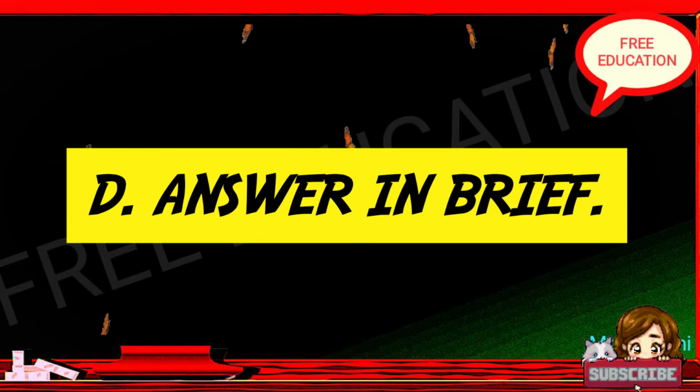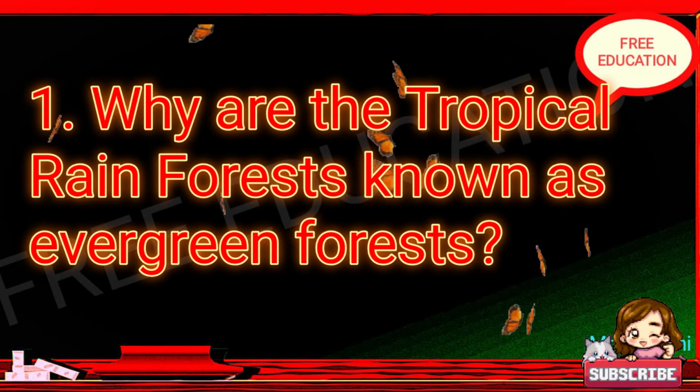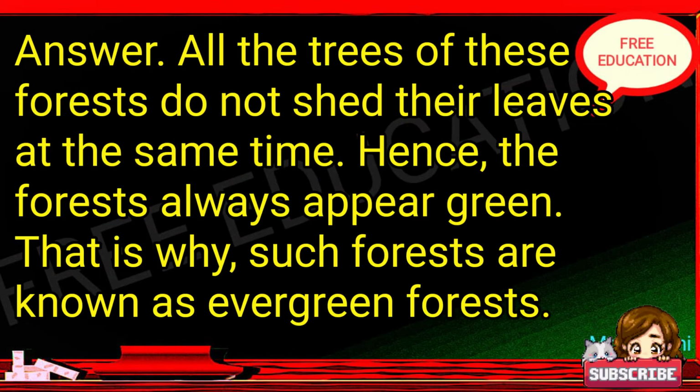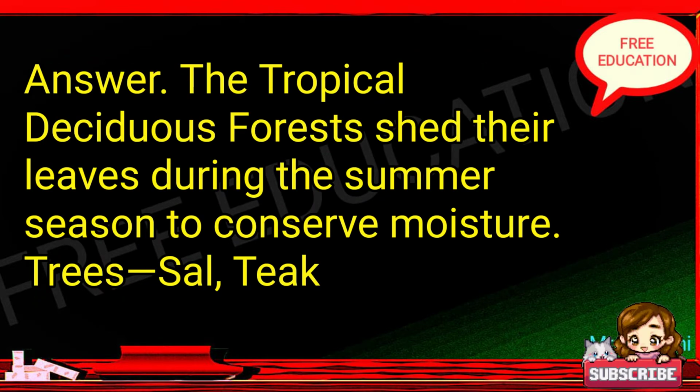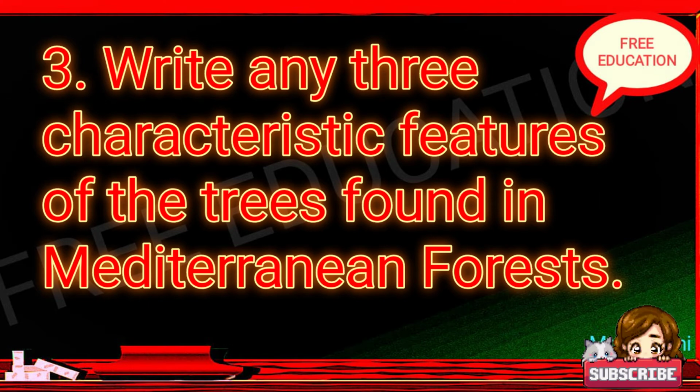Next we will discuss question number D. Answer in brief. 1. Why are the tropical rainforests known as evergreen forests? Answer. All the trees of these forests do not shed their leaves at the same time. Hence, the forests always appear green. That is why, such forests are known as evergreen forests. 2. Why do the tropical deciduous forests shed their leaves during the summer season? Name 2 such trees. Answer. The tropical deciduous forests shed their leaves during the summer season to conserve moisture. Trees: Sal, teak.